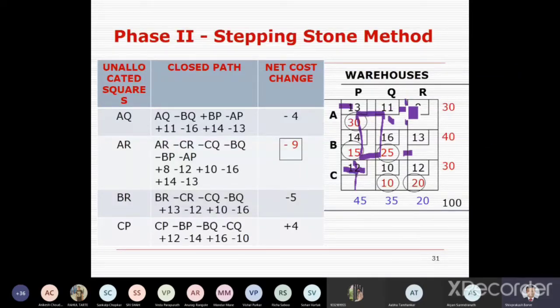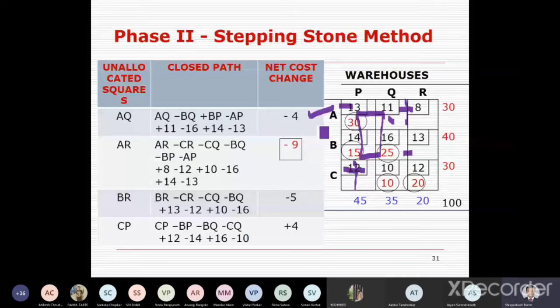So for 11 it is plus sign, so I have written here plus 11. For BQ here it is minus 16. Then for BP it is plus 14. And AP it is minus 13. And if I take this total, I got here minus 4.